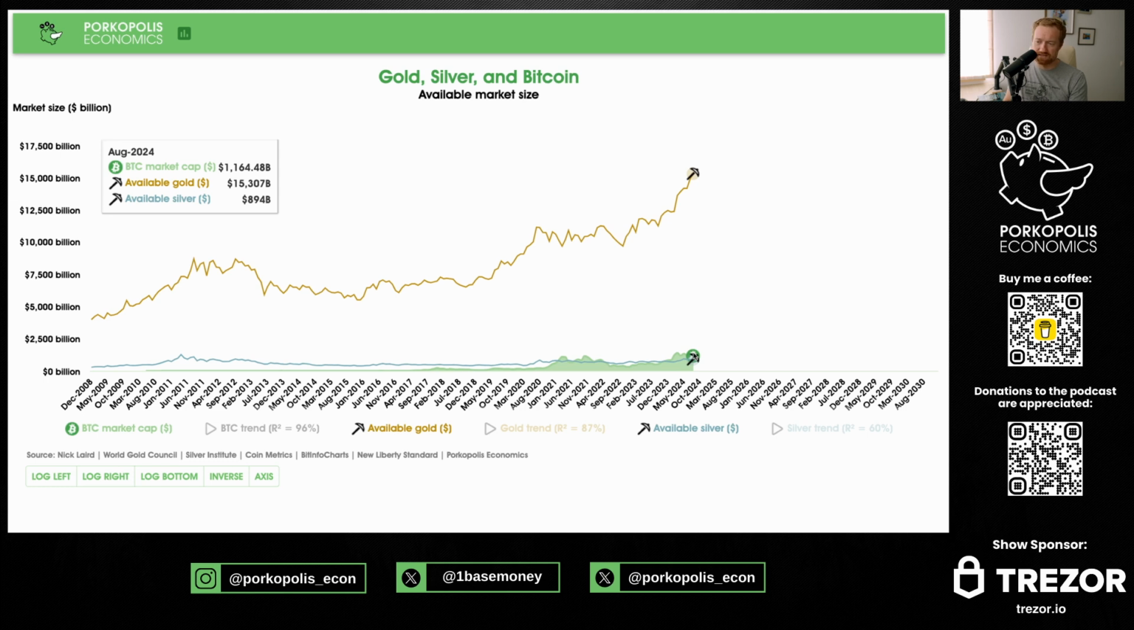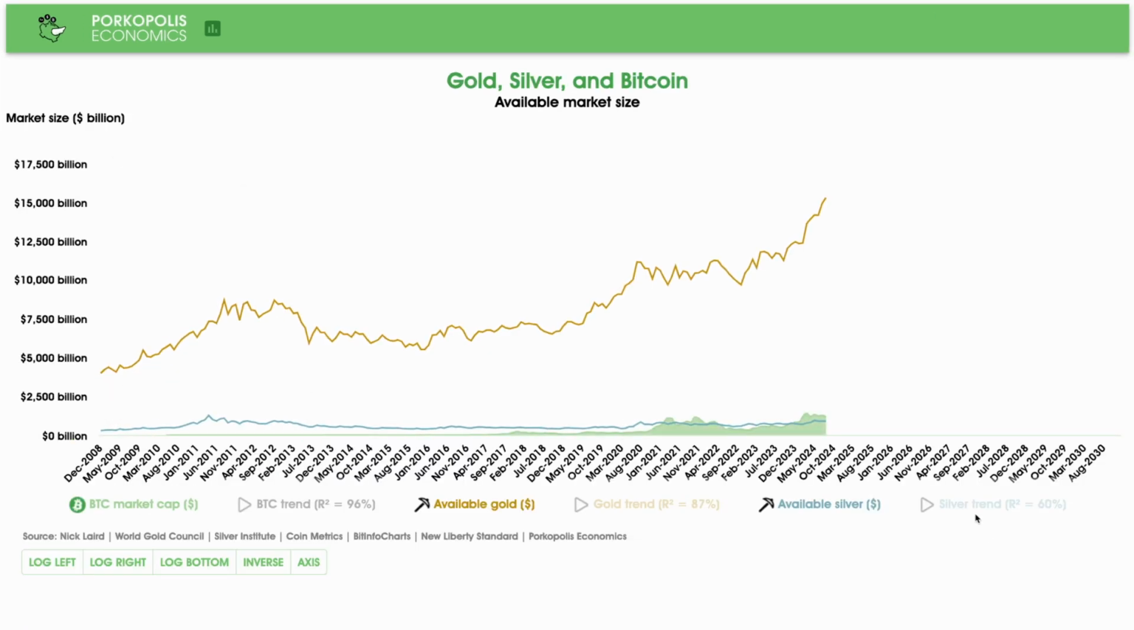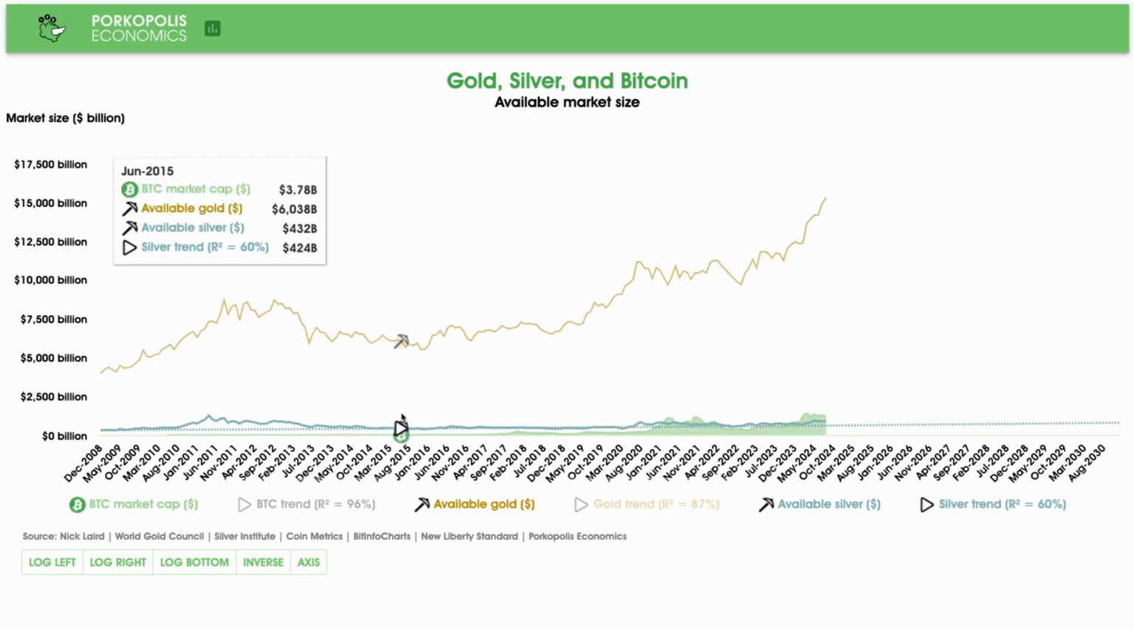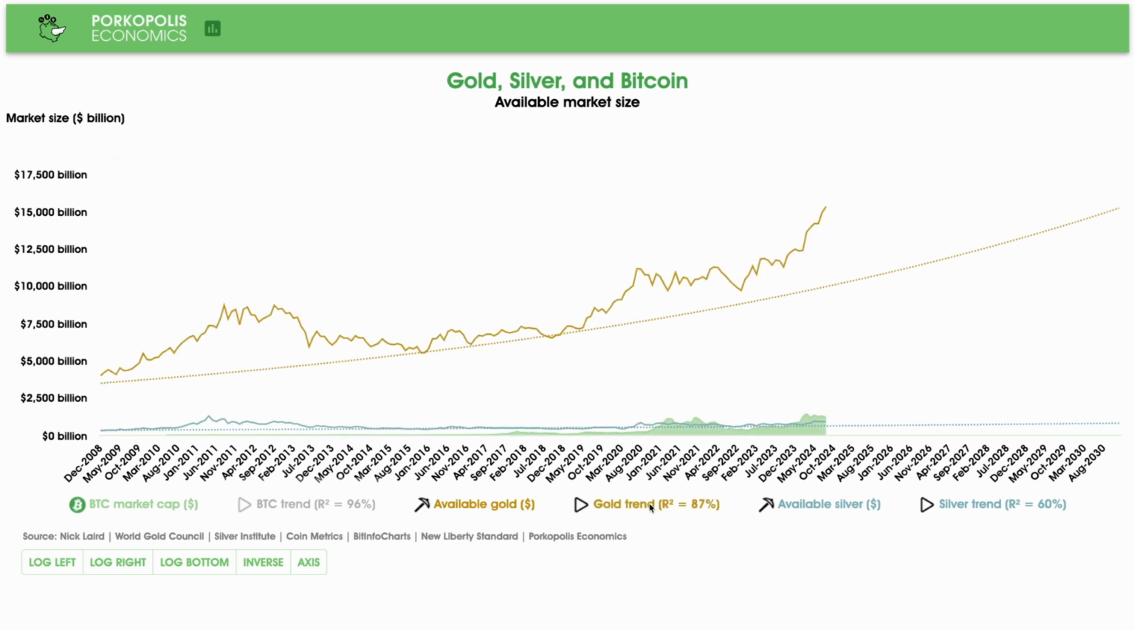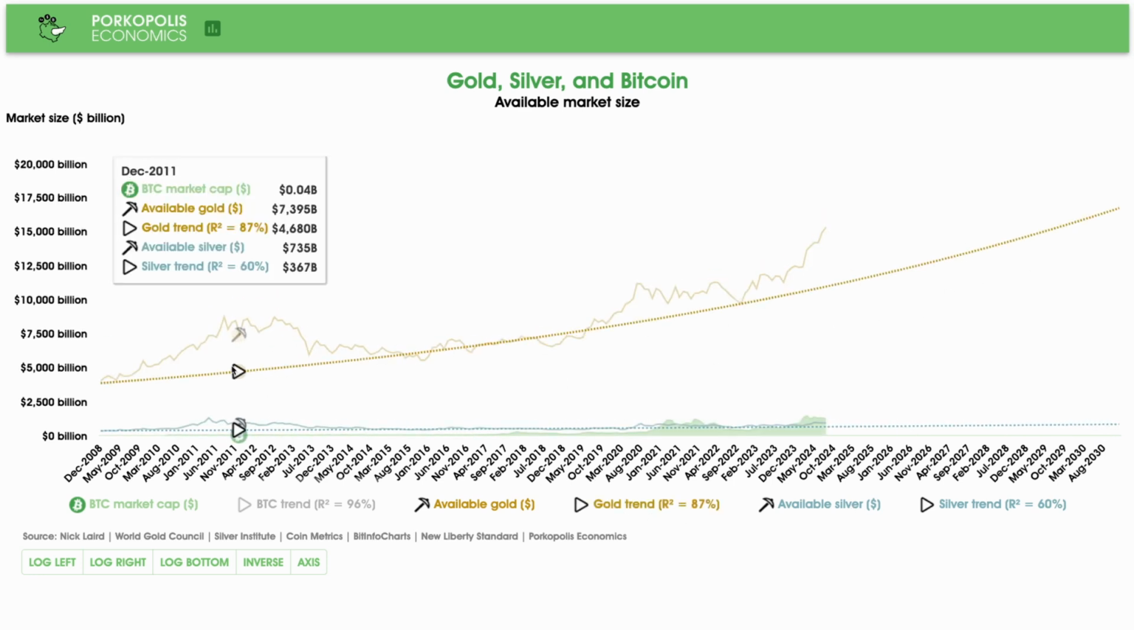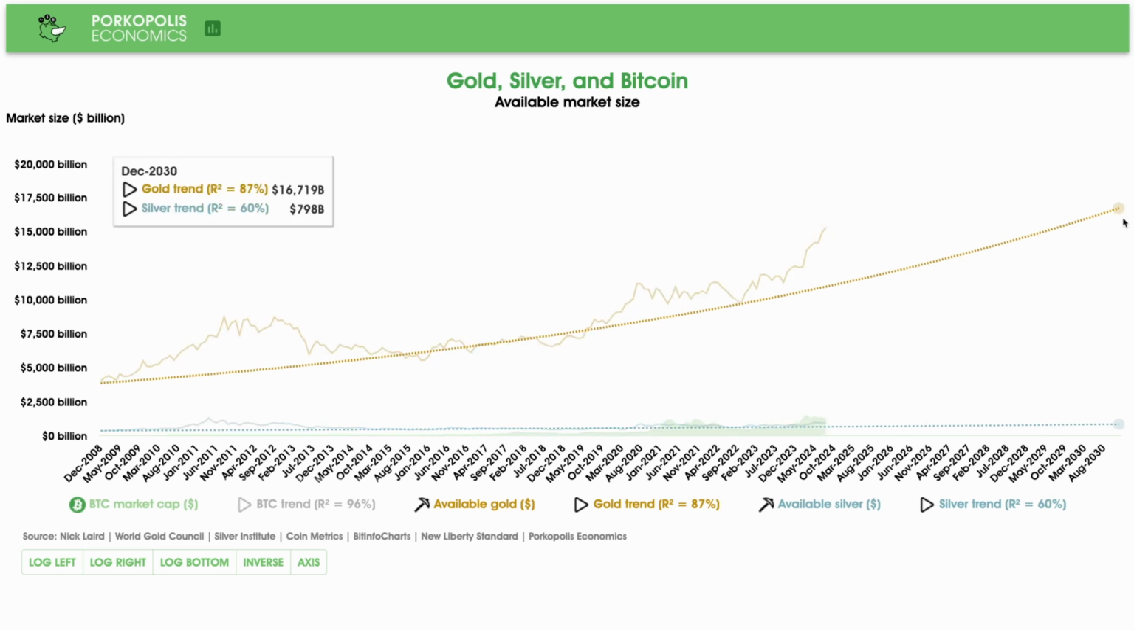Nonetheless, let's draw trend lines now. And this is linear scale here. I'll put it on log in a second, but we have silver. And at this scale with the height of gold, it doesn't look like it's growing very fast. Let's put gold. And this is the 50-year trend line, by the way. We see gold here, as I talked about in prior videos, goes out to 16.7 trillion by the end of the decade.